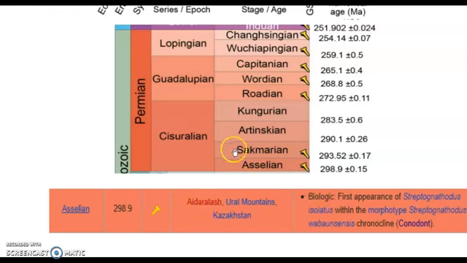Most of the stages in the Permian period are marked by the conodont. Conodonts are extremely important index fossils, and they are used especially in petroleum exploration and correlation of strata. I've also talked about the conodont and its importance in previous videos. So this is all about the geological time scale of the Permian period.